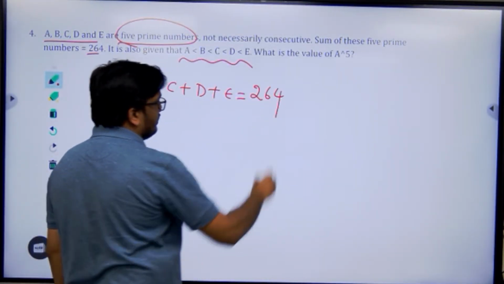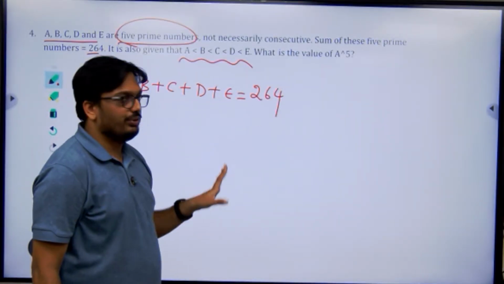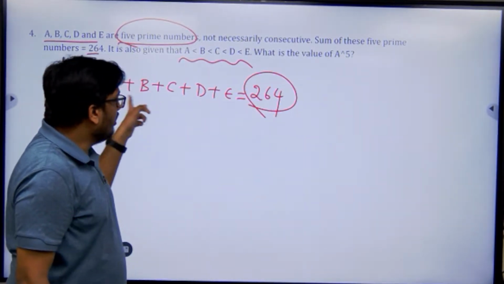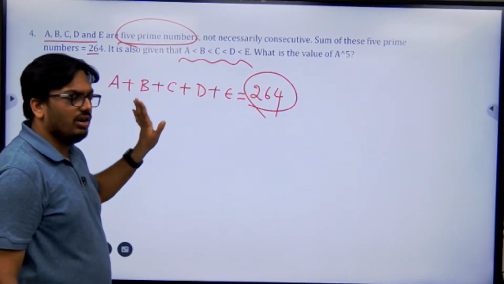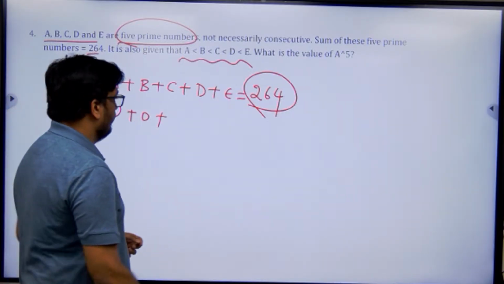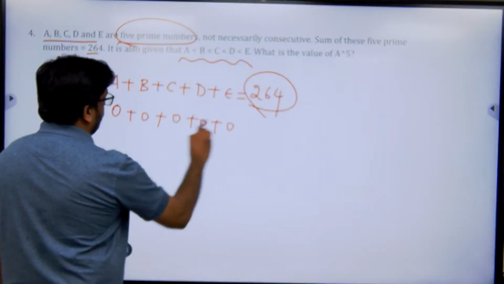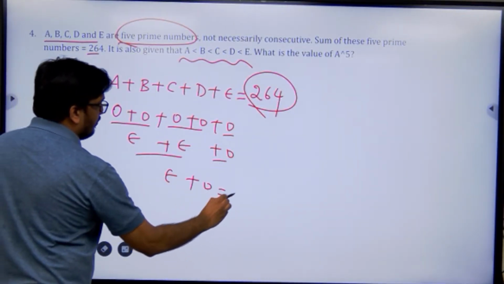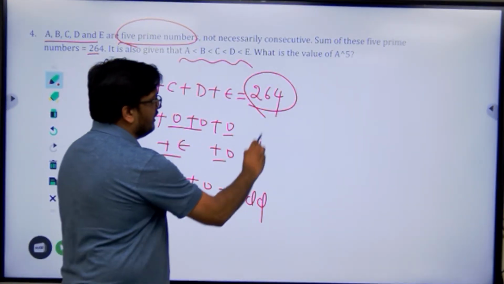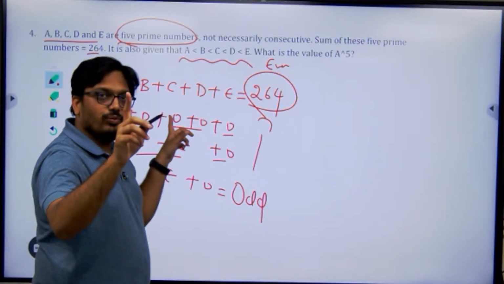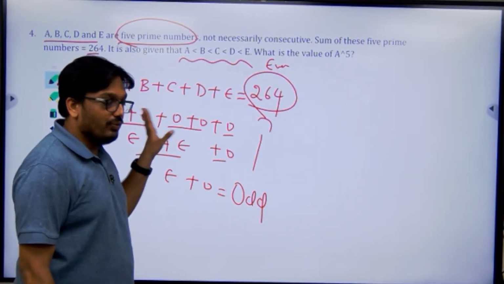The sum is 264. In the previous question I gave one note: even plus even, the resultant is even. If all these are prime and you take all as odd, because all prime numbers are odd except 2, then odd plus odd is even, odd plus odd is even, and the remaining one is odd, so even plus even plus odd is even plus odd, which we know is odd. But 264 is even, which means all should not be odd. One of the prime numbers should be taken as even.